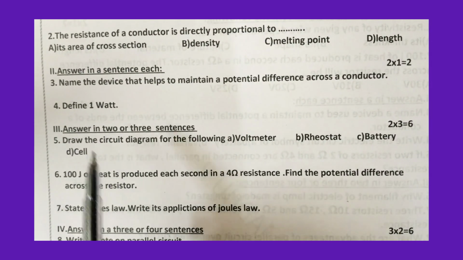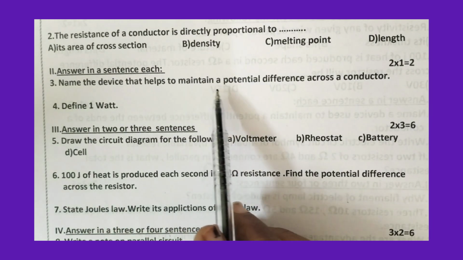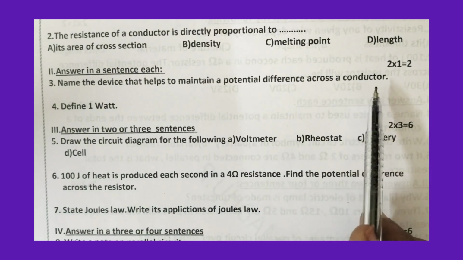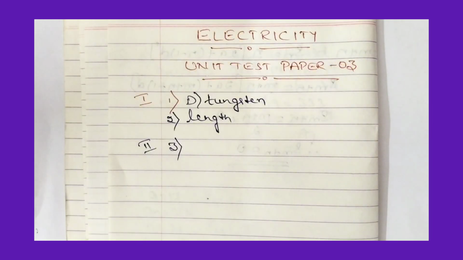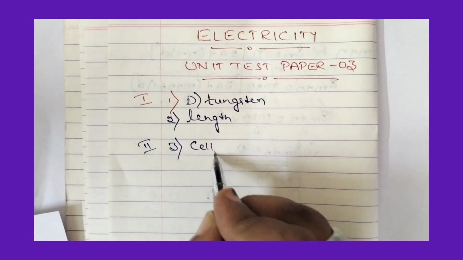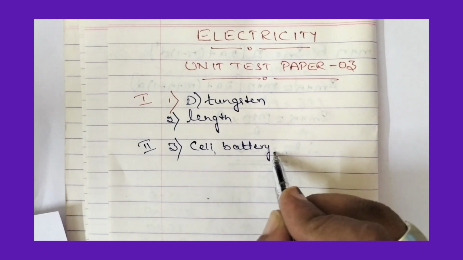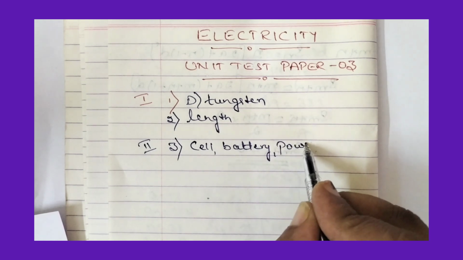Now let us move to question number 3. Answer in a sentence each. Name the device that helps to maintain a potential difference across a conductor. To maintain the potential difference across the conductor, we can use a cell, battery or power supply.